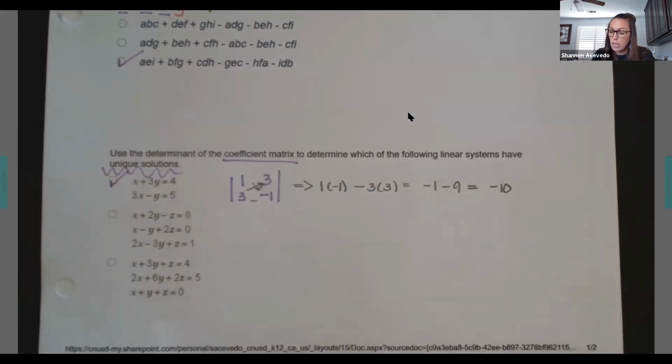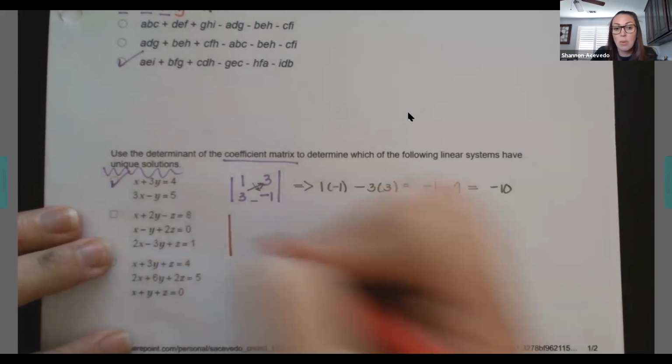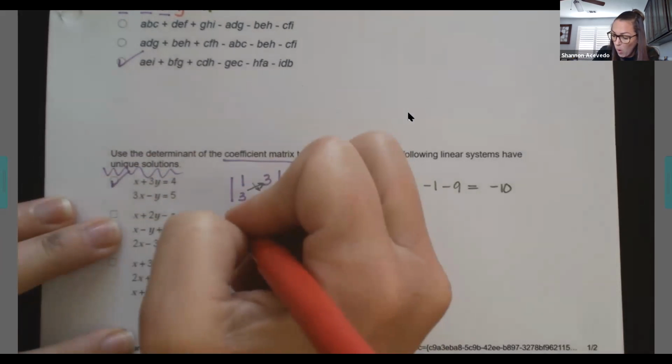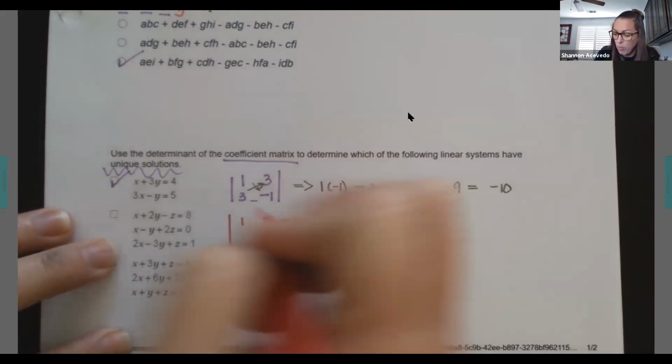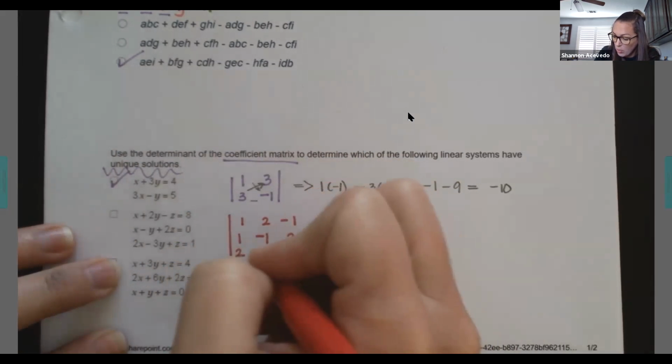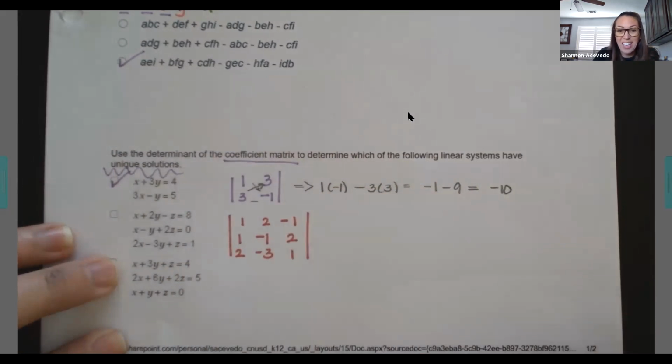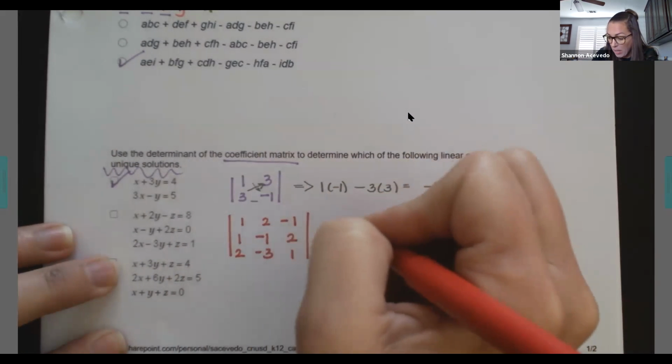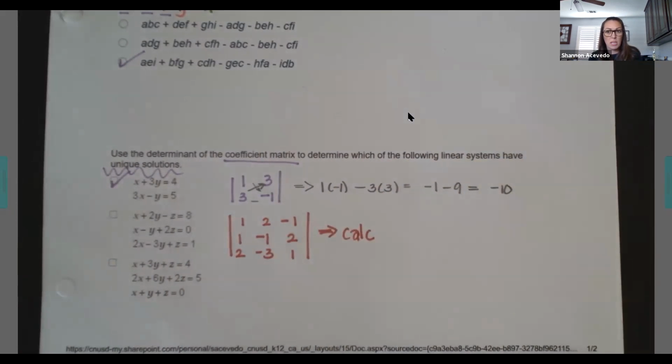So when I go to the next one, the matrix I want to find the determinant of is going to be 1, 2, -1, 1, -1, 2, 2, -3, 1. And for this, I would go to my calculator. Do you guys want me to show you how to plug it into the calculator, or are you good with that piece? Totally up to you. I have no problem showing you the calculator again, if anybody wants it. Okay, let me go ahead and do that.